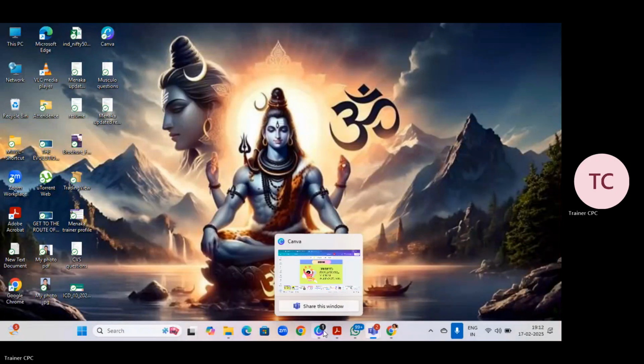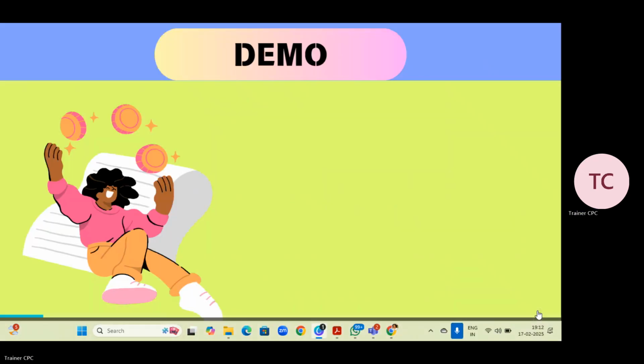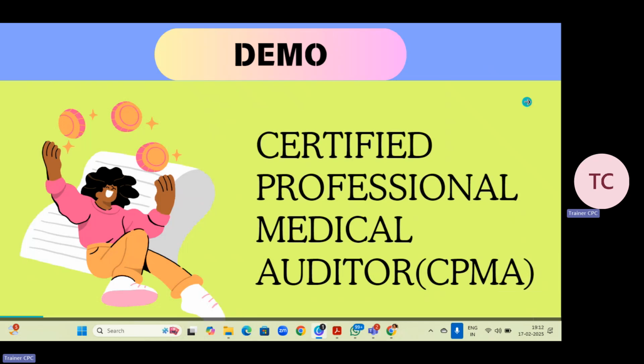In today's session, we are going to have a demo on CPMA training. So coming to CPMA, the full form is Certified Professional Medical Auditor. This certification is provided by AAPC.